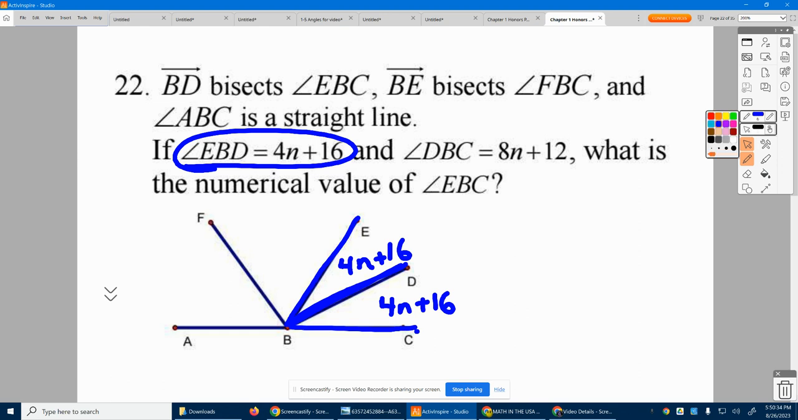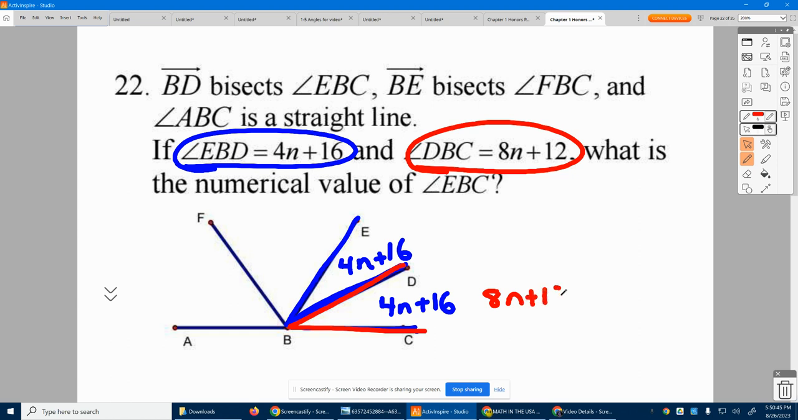It tells me, I'm going to turn to red here, DBC is 8n plus 12. Well, let's find that. D to B to C, it says is 8n plus 12. Well, we already know it's the same as 4n plus 16. So 4n plus 16 is one expression that represents this angle, and 8n plus 12 is another expression. So we know these expressions are what? Equal. We know they have to be the same. And then it wants us to come back and figure out the whole entire angle. Well, let's figure out what n is first.